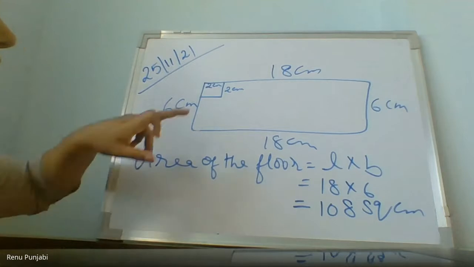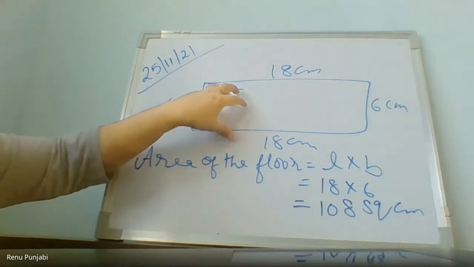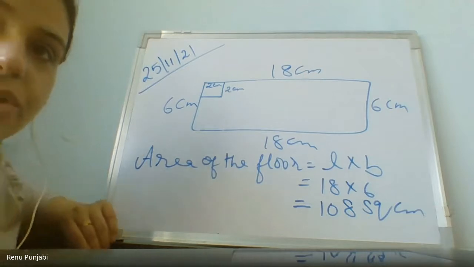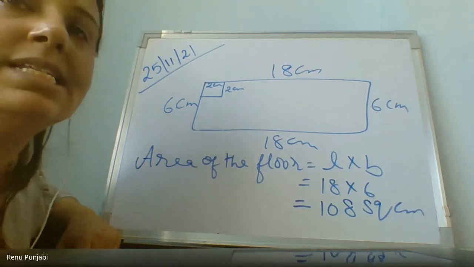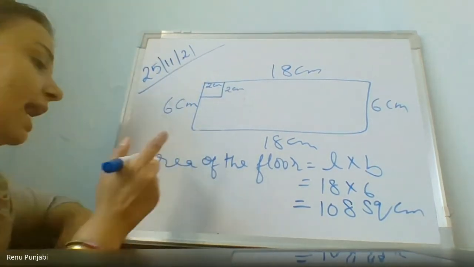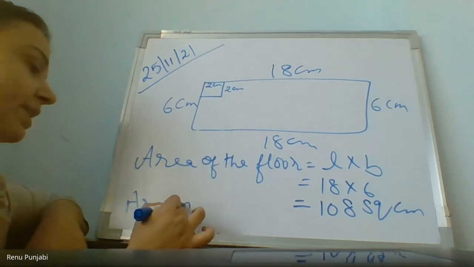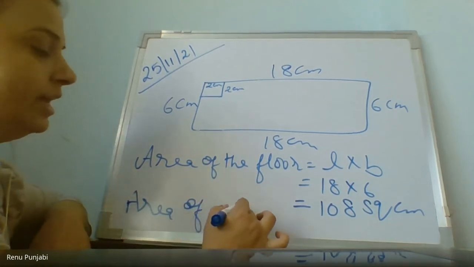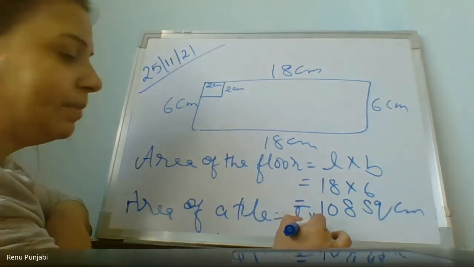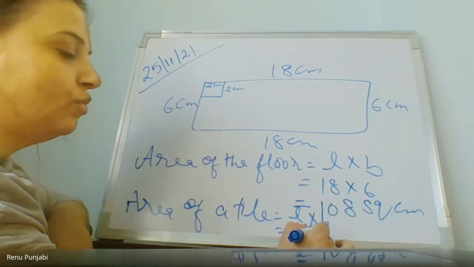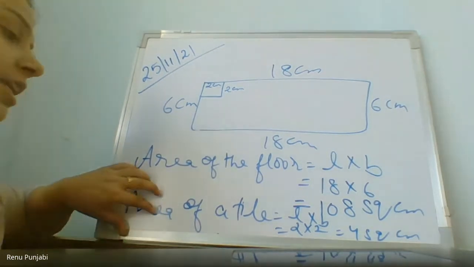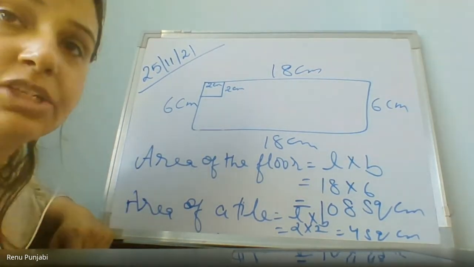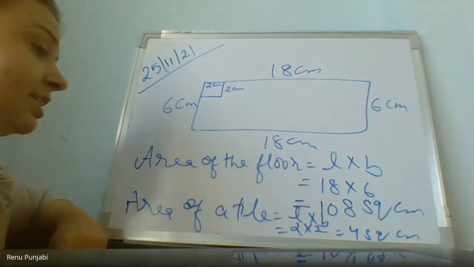Now if I tell you that you are going to put a 2 centimeter tile in that floor, अगर उस फ्लोर में आपको 2 सेंटीमीटर की टाइल उसमें लगानी है तो कितनी टाइल्स आप उसमें फिट कर पाओगे? So for that you should know the area of a tile also. The area of a tile is also length multiplied by breadth, 2 multiplied by 2, which is 4 square centimeter. The area of the floor is 108 square centimeter. Area of the tile is 4 square centimeter. So how many tiles are you going to fit in this?